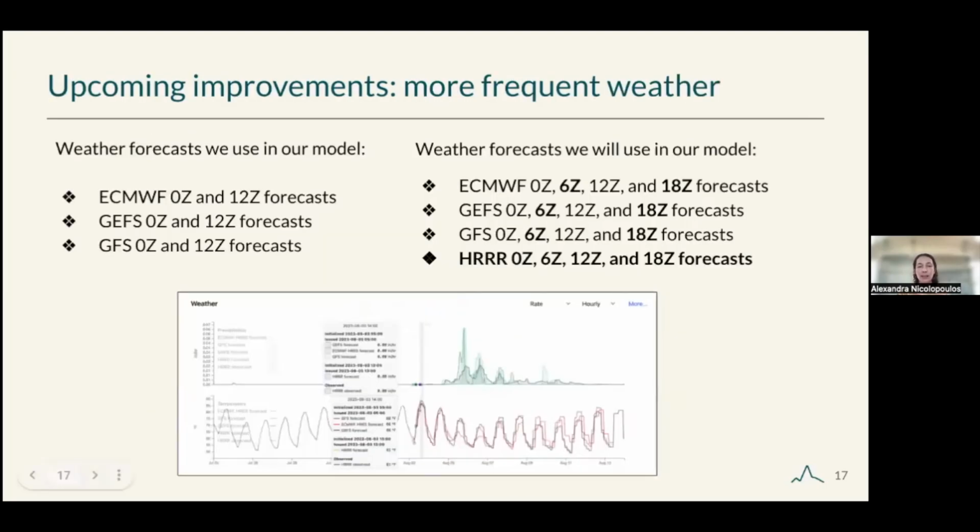Cool. So moving right along to some upcoming work and improvements that we have planned. One of the items that we've heard from users is that many folks want access to the latest and most up-to-date weather data, both on the dashboard and to be incorporated into the streamflow forecasts. So I guess taking a step back, right now, the weather forecasts that we use in our model are 0 UTC and 12 UTC forecast initialization times from ECMWF, GEFS, and GFS.